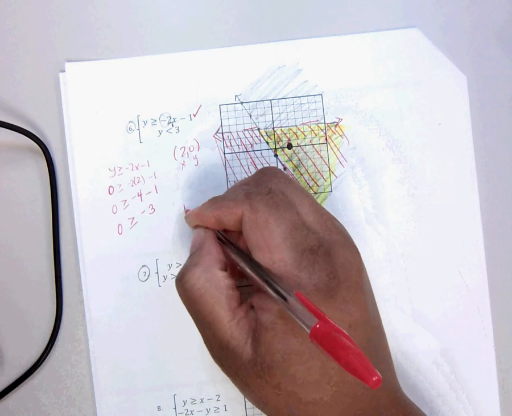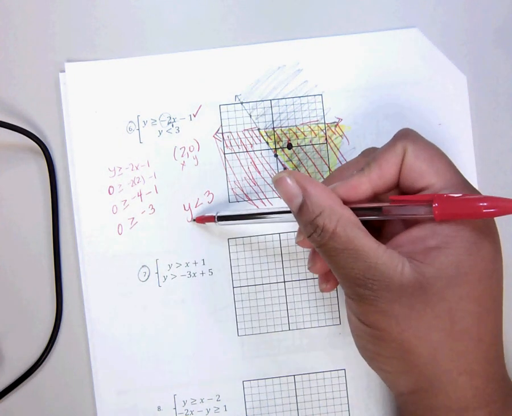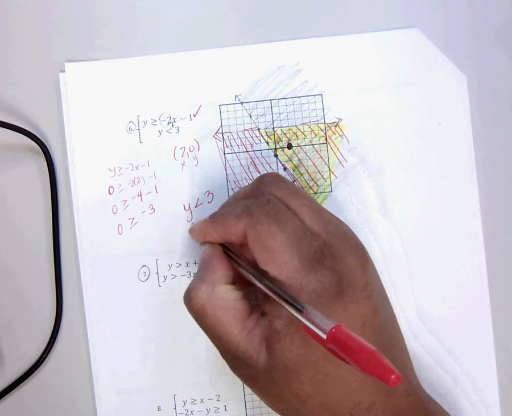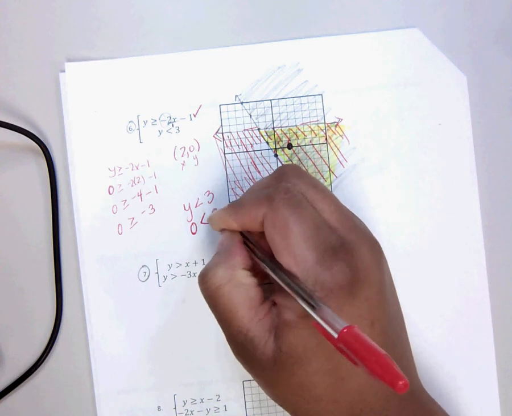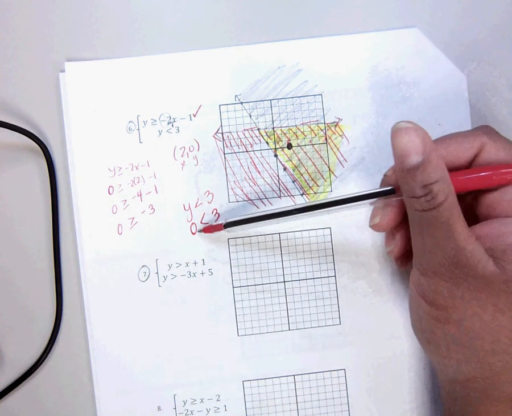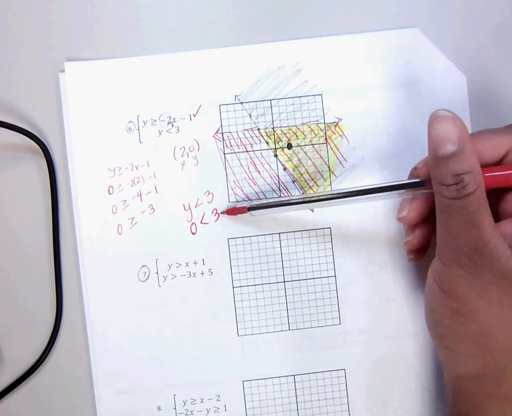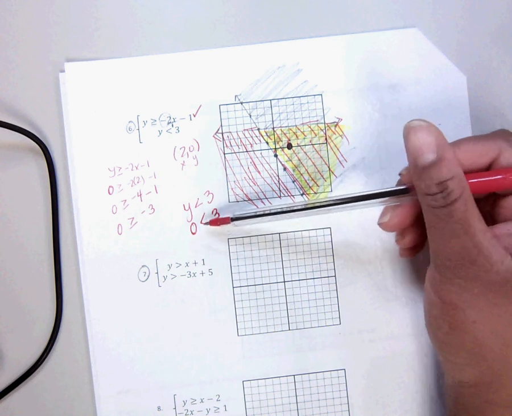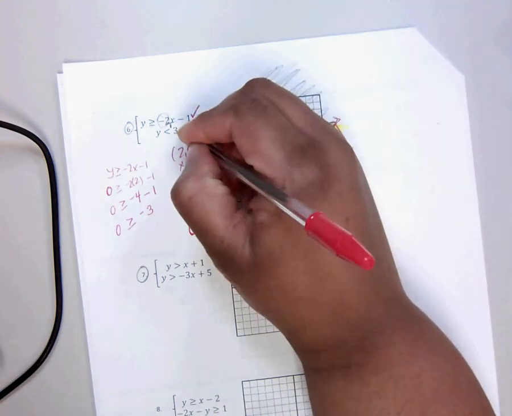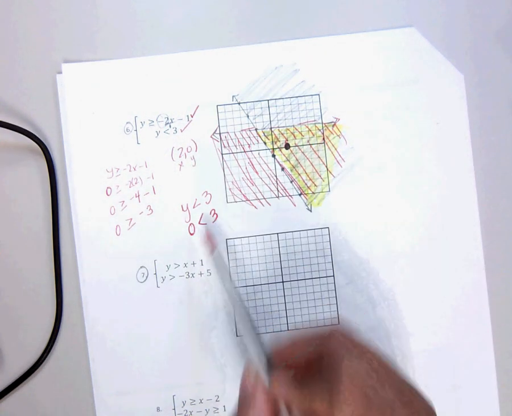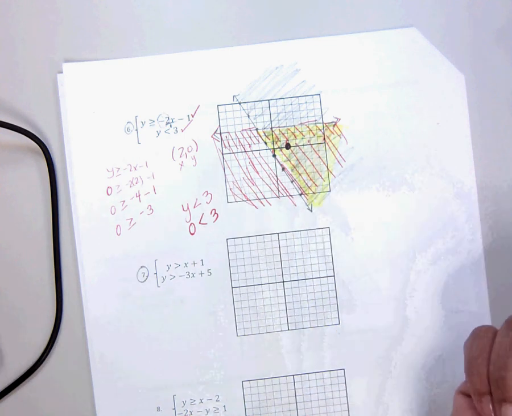Let's try the next one. y is less than 3. Well, the only letter I have to plug in is y. And so when I plug in 0, is 0 less than 3? Having $0 is not as good as having $3. Very true. 0 is less than 3. So it works for that. Therefore, this is a solution for this system. It works for any point.